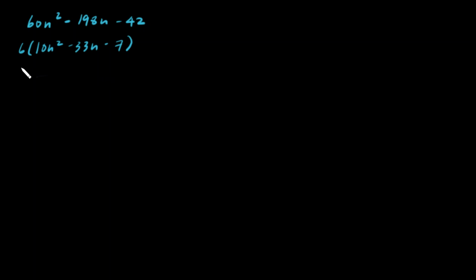I'm going to use the AC method. We're going to take A and multiply it with C. That is 10 times negative 7, and that's negative 70. I'm going to take the factors of negative 70 and find the pair that, when you add them together, equals negative 33. 1 and 70 would be 69. And we know that because of the negative B coefficient, the larger term is going to get the negative.